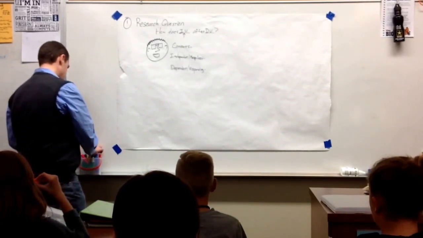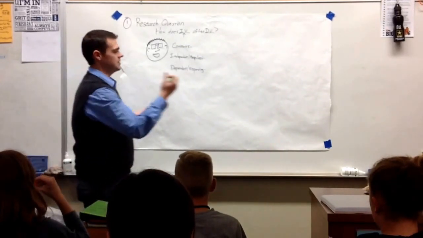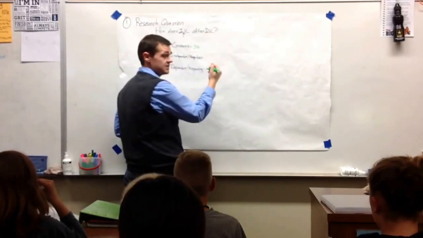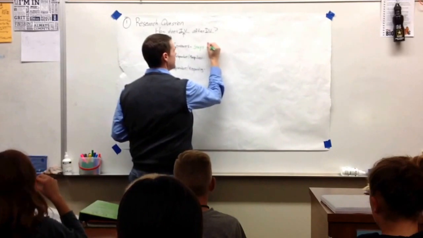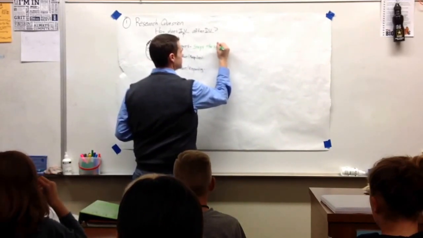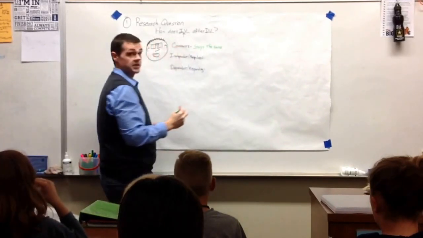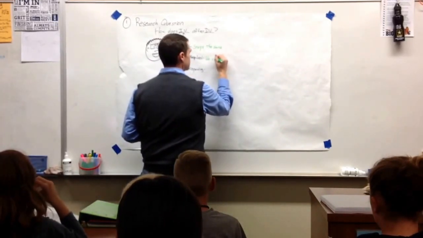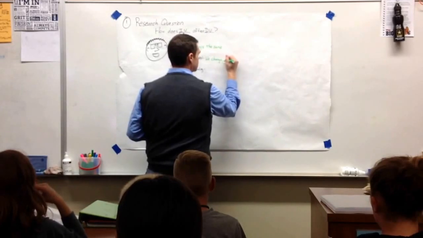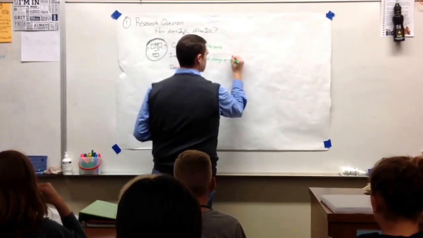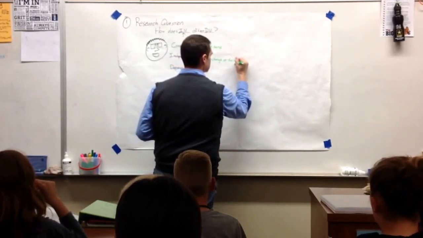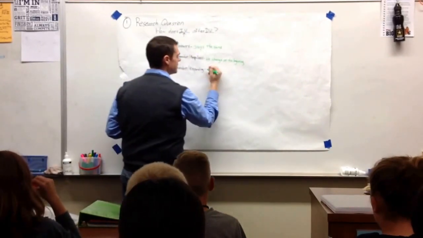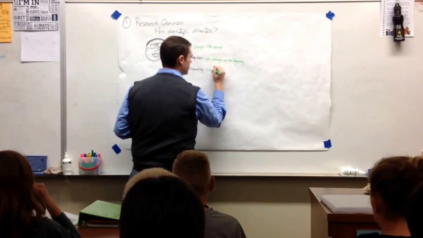So, a constant is just whatever stays the same in the experiment. We're going to have more constants than anything. So, stays the same. The independent or manipulated is what we change at the beginning. And then the dependent or responding is what we measure in the experiment.